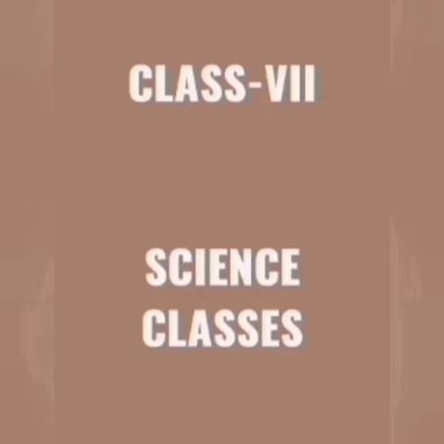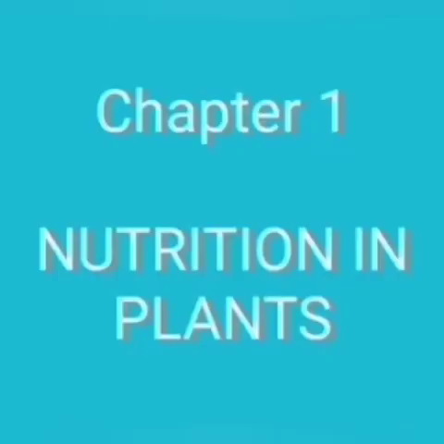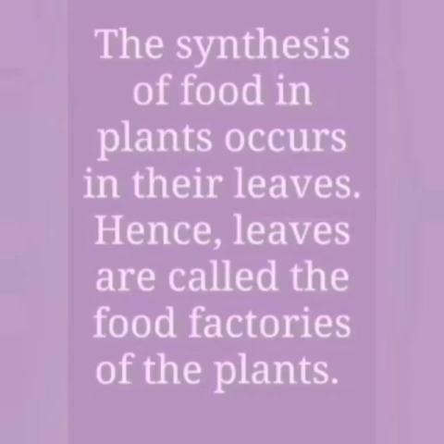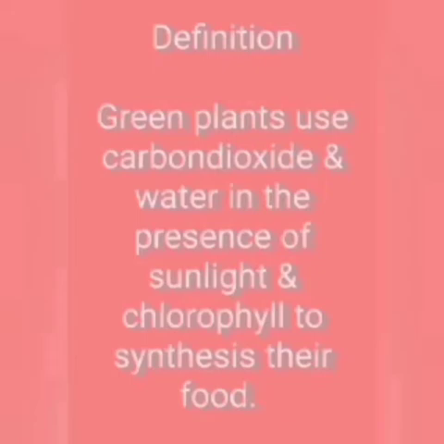Class 7 science classes. In chapter 1, nutrition in plants, today we will discuss the topic photosynthesis. The synthesis of food in plants occurs in their leaves. Leaves have a green pigment called chlorophyll. Because of this, it looks green in color. It helps to capture the energy of the sunlight. This energy is used by the plants to synthesize or prepare their own food using carbon dioxide, water and minerals. Hence, leaves are called the food factories of the plants.